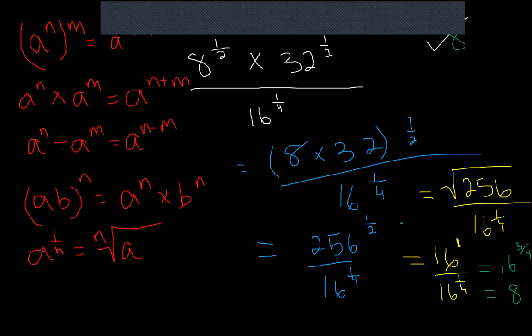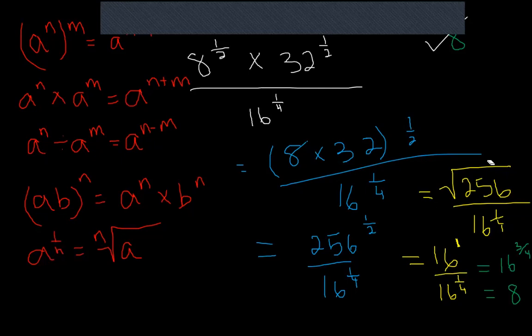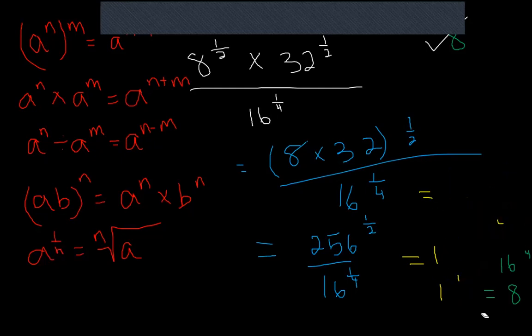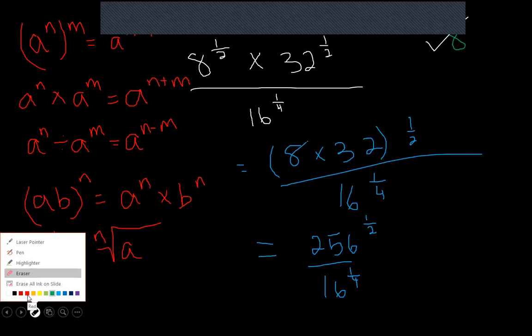Instead of doing this, instead of saying 256 to the power of a half is the same as the square root of 256, I'm continuing. If I wanted to, erase out. Like I said, beauty of maths. There are so many ways to solve one question. So many correct ways to solve one question.